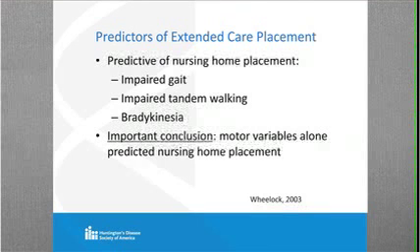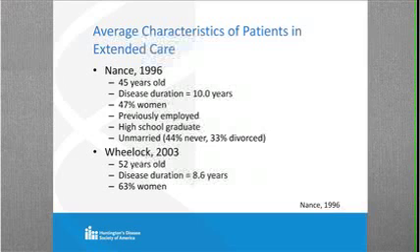In terms of those that are already in extended care facilities, here are two studies that have looked at the characteristics. Martha Nance in 1996 looked at a group of patients, and the average age was 45. The average disease duration was 10 years. It was about half women, and these were almost all previously employed and had a high school graduate degree. In terms of being unmarried, 44% were never married, and 33% were divorced. That divorced number is also maybe slightly falsely elevated, because there are some people who, for financial and legal reasons, got divorced so that there could be more care for their loved one with Huntington's disease.